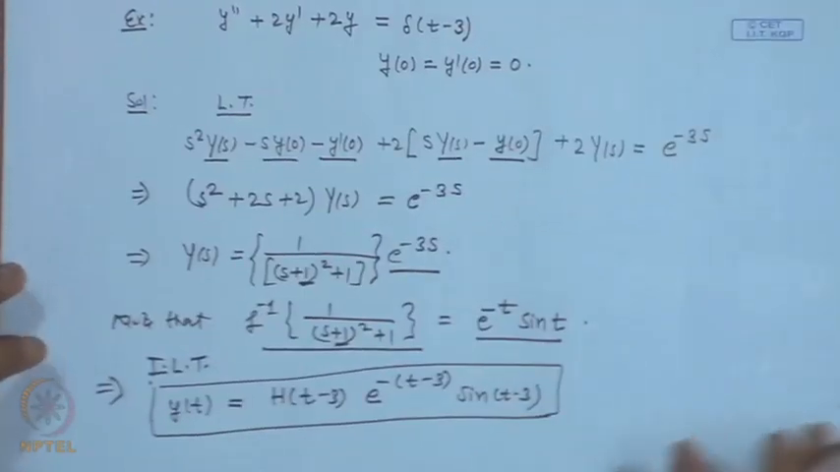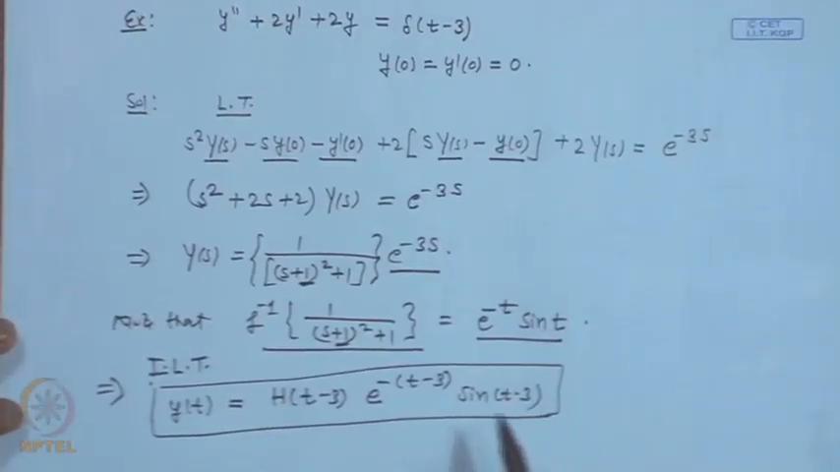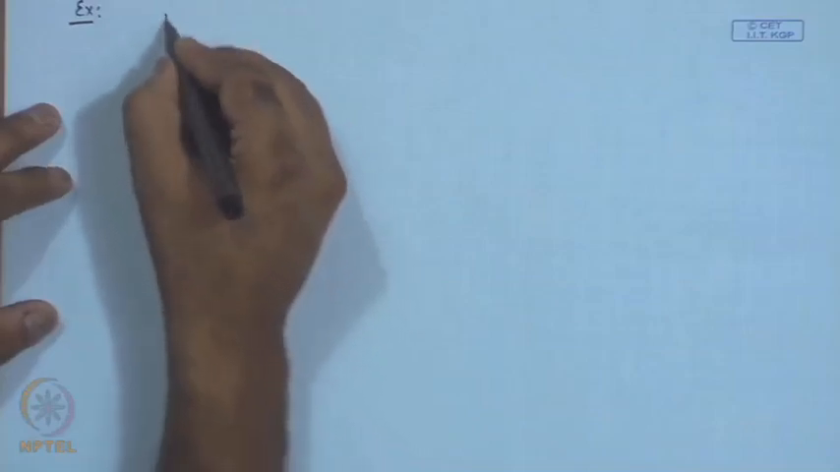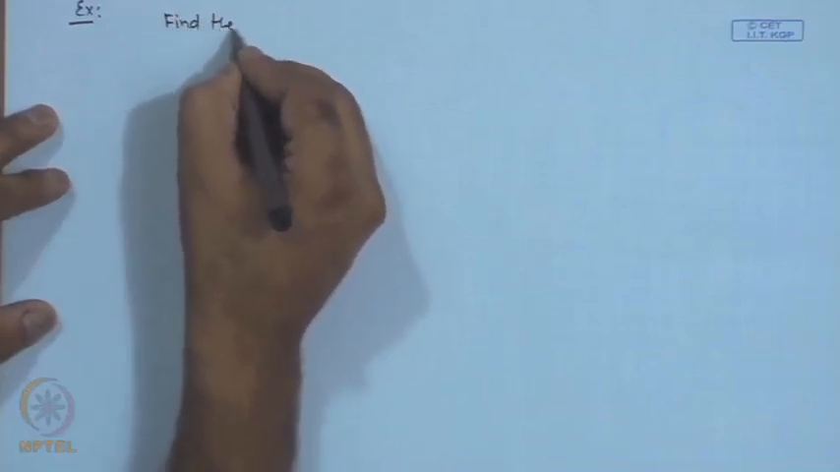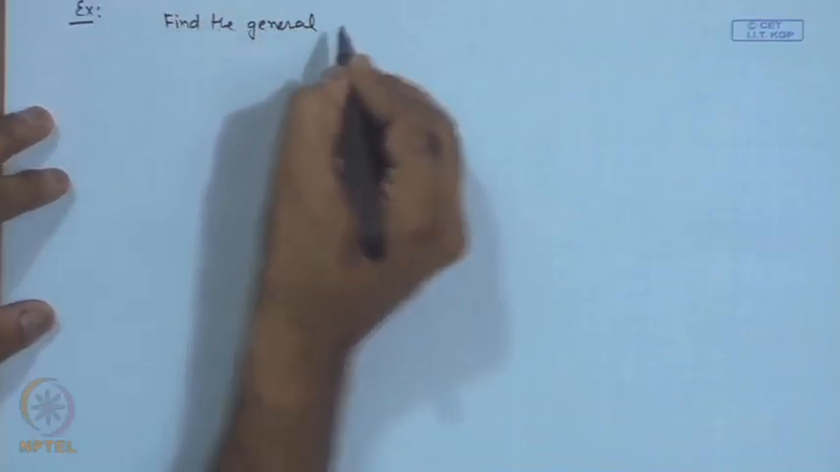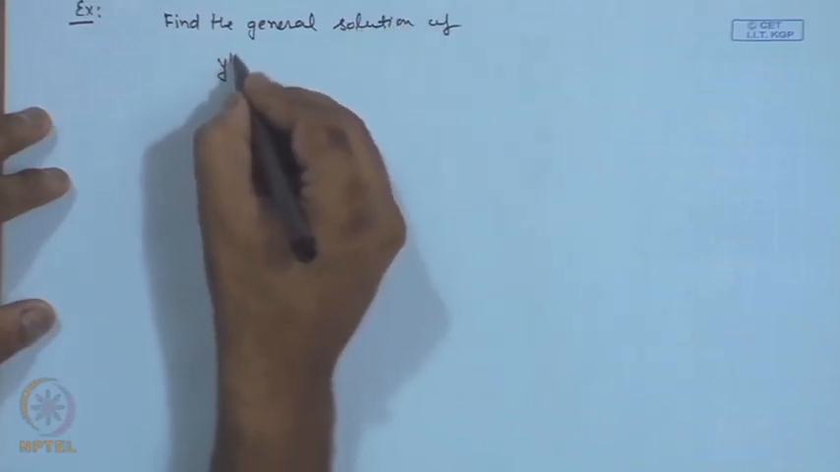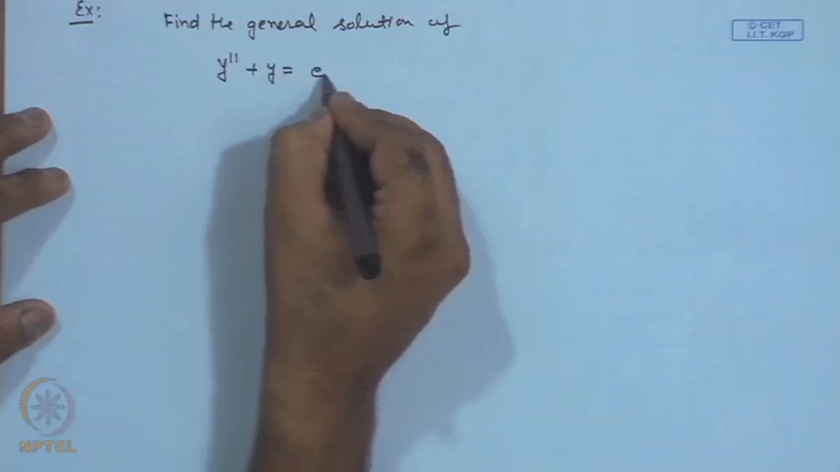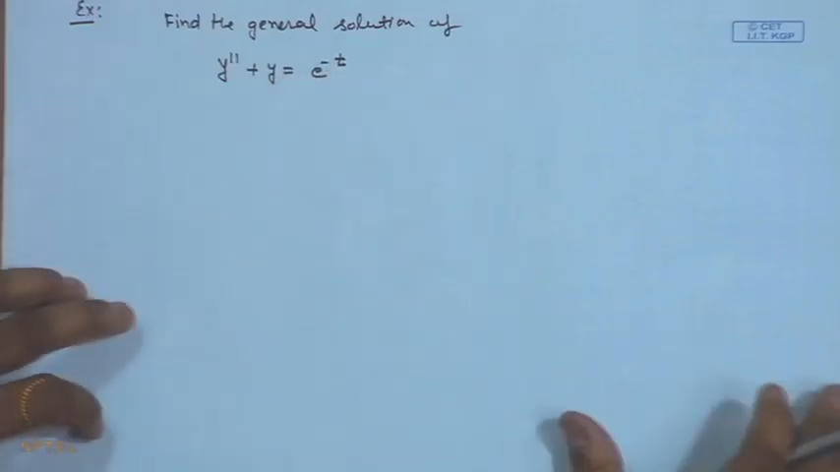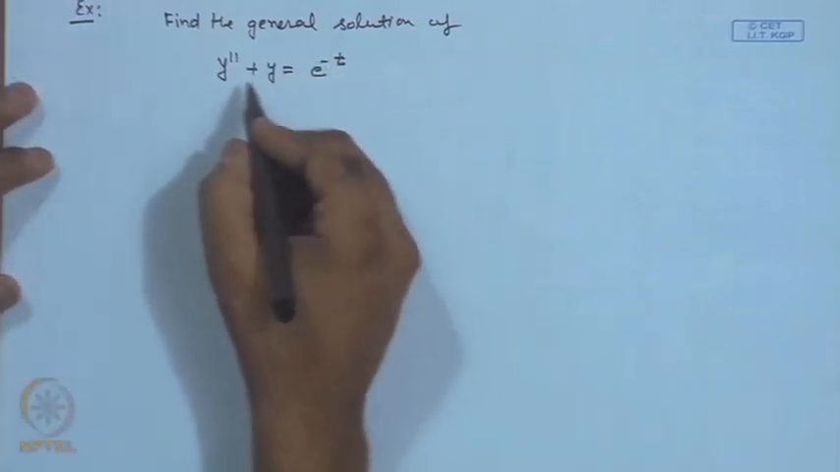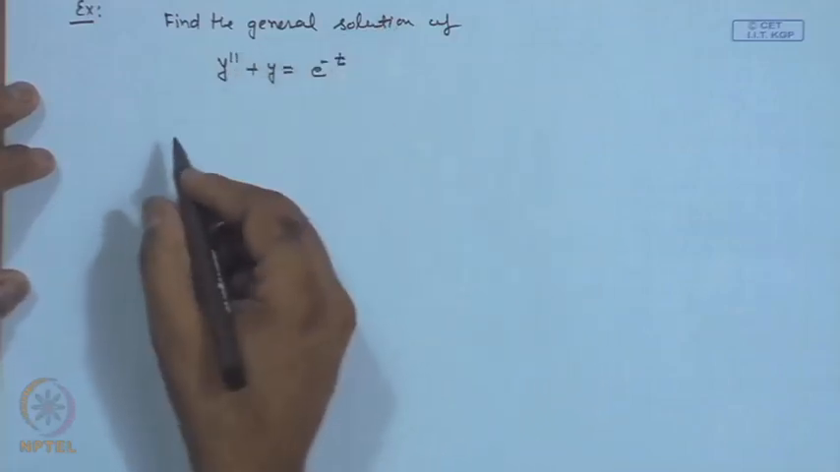So, these were the examples of initial value problems, and now we will go for the case when the initial conditions are not given. In that case also we can get the general solution. For example, we take this: find the general solution of y double prime plus y equals e power minus t. So, no initial conditions are supplied here, so we have to get this general solution now.